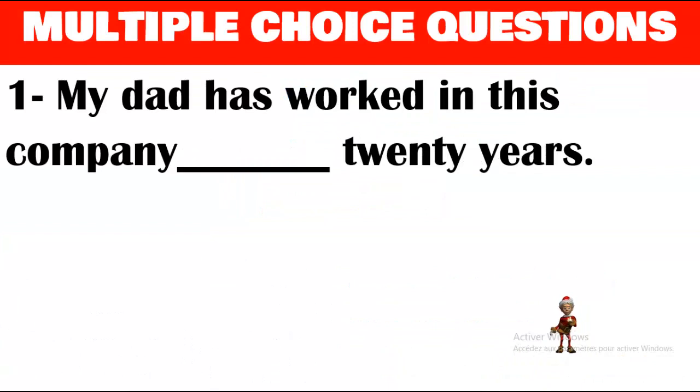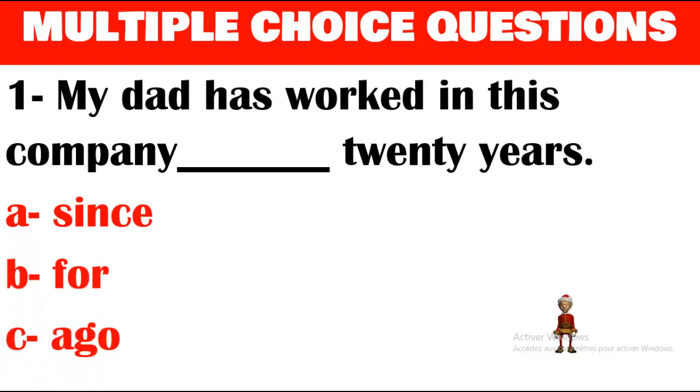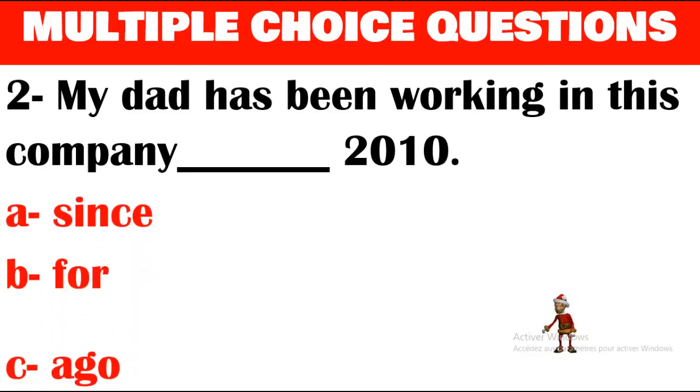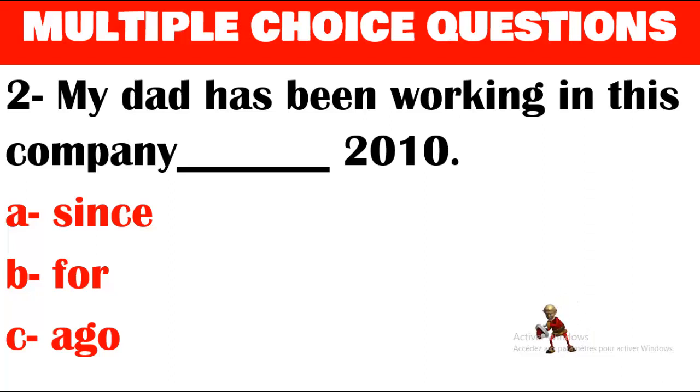Now, multiple choice question exercise. This is the second part. Number 1, my dad has worked in this company since, for, or ago 20 years. You have 5 seconds. Good. "For", because it is duration. Number 2, my dad has been working in this company since, for, or ago. Which one is the best? Of course, it is "since", the beginning.